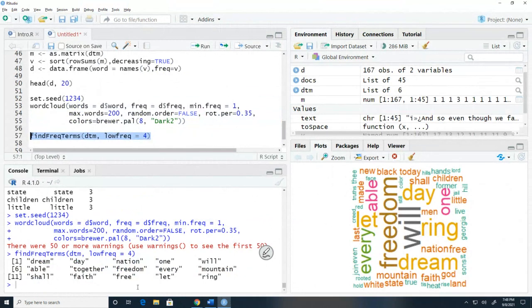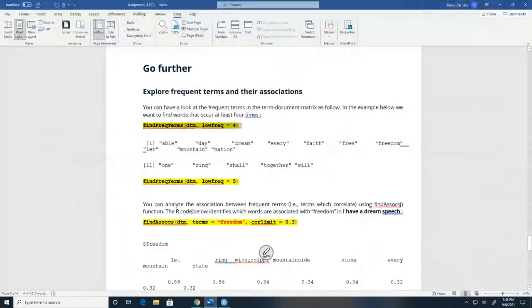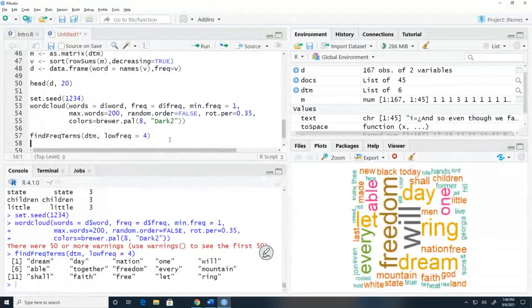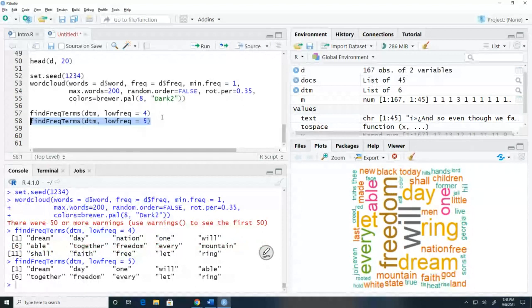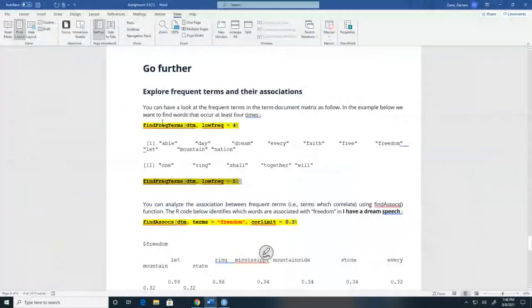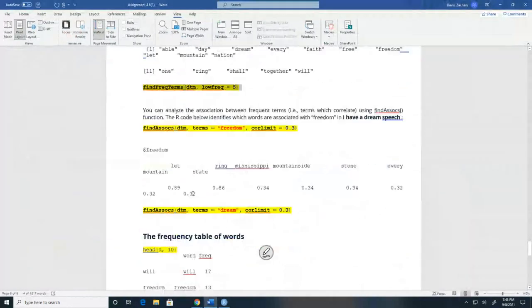You can find frequencies of terms. Low frequency equals 4, so it occurs at least 4 times. See what happens if you look at a frequency of 5. And then the next set. If you want to find terms that are correlated with freedom, you can find associations.